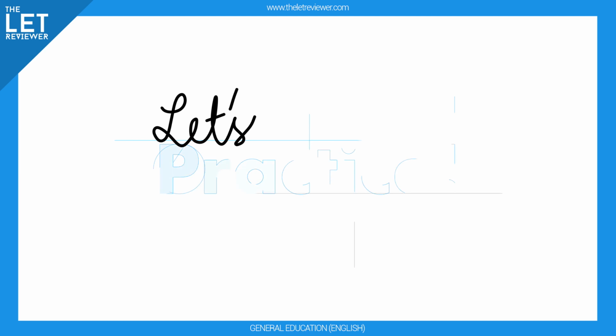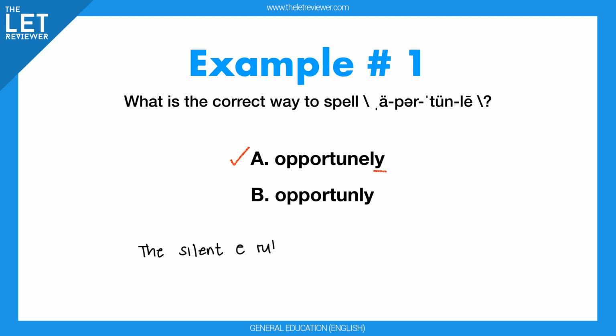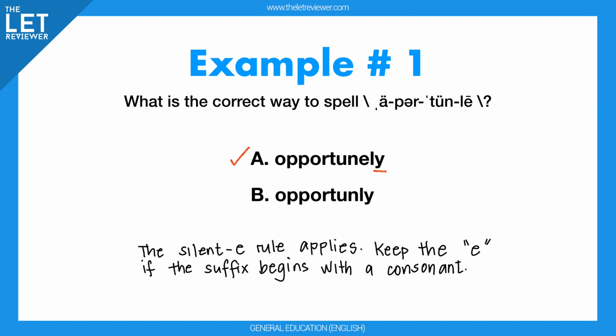Let's practice. How do you spell opportunely? The correct spelling is OPPORTUNELY. The silent E rule applies, and since the suffix starts with an L, a consonant, we'll keep the E.